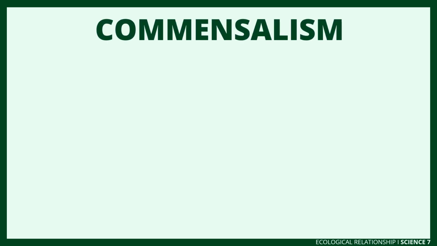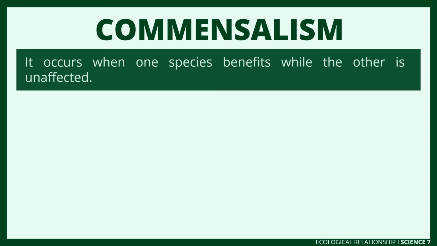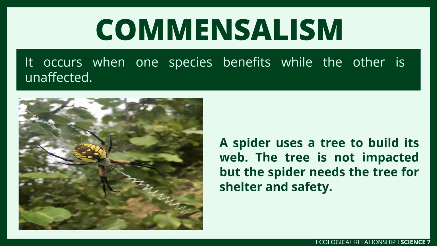Third is commensalism. In this association, one organism benefits while the other one is not affected. An example is a spider building its web on a tree. The tree is not affected while the spider needs the tree for shelter and safety.